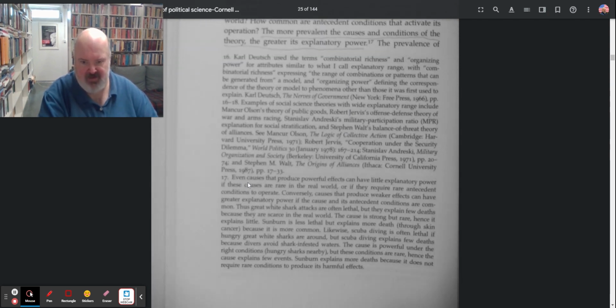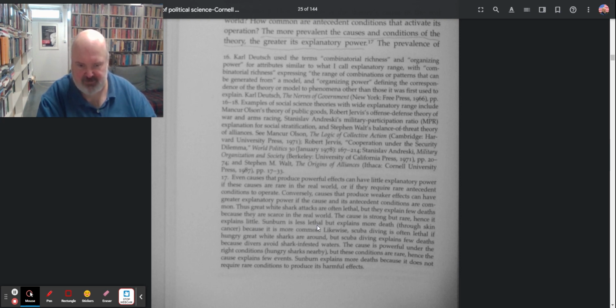Note 17. Even causes that produce powerful effects can have little explanatory power if these causes are rare in the real world, or if they require rare antecedent conditions to operate. In other words, you can have a very powerful theory with powerful effects, but little explanatory power because these causes are rare in the real world, or the antecedent conditions that operate on the causes are rare in the real world. Conversely, causes that produce weaker effects can have greater explanatory value if the cause and antecedent conditions are common. Thus, while great white sharks are often lethal, they explain few deaths because they are scarce in the real world. The cause is strong but rare, hence it explains little.